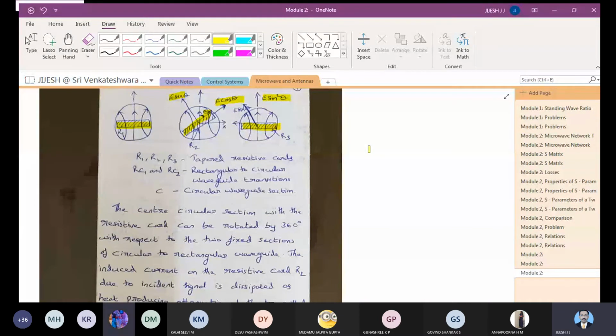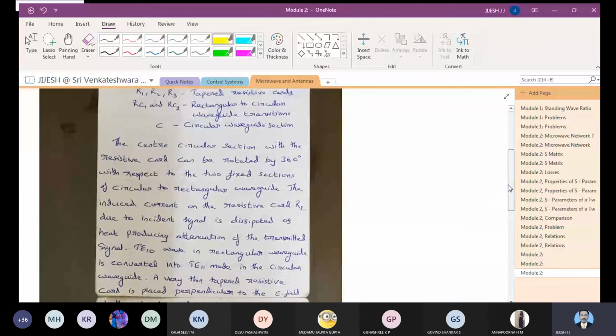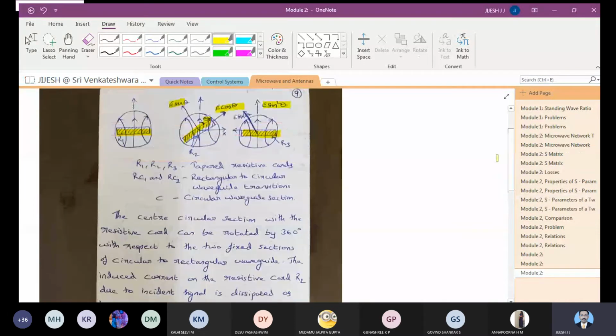Yes, sir. Okay. So you can just note down this explanation also. I have already discussed all this explanation, so once again I'll stress upon those things. All these things you write down below that figure: R1, R2, R3, RC1, RC2, and C.